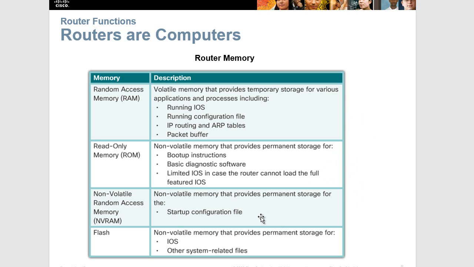We also have ROM, read-only memory, that has your boot up instructions, basic diagnostic software, and a limited OS in case the router cannot load the full-featured OS, which would be in Flash down here. So it takes you into basically a ROM mode that allows you to recover a device that can't load its OS. Again, this is review from CCNA 1.